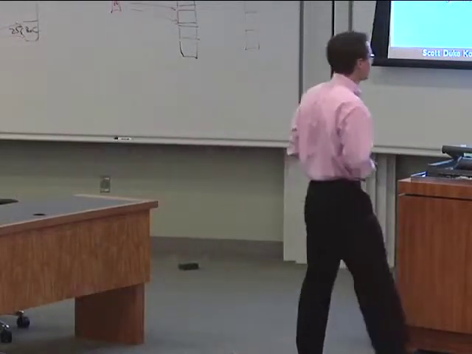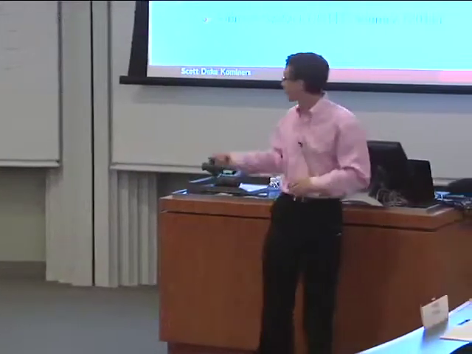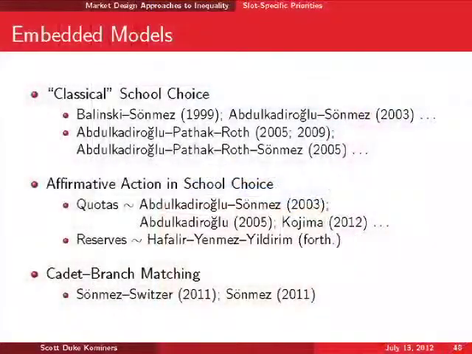Not going to belabor this too much. This generalizes a lot of different pieces of the school choice literature, including most of the ones we've seen. So this Hafalir, Yenmez, and Yildirim, all this quota material. Also generalizes cadet branch matching. Fine.